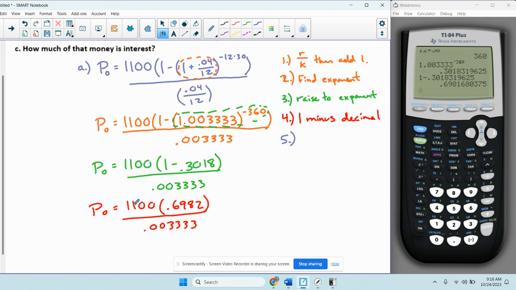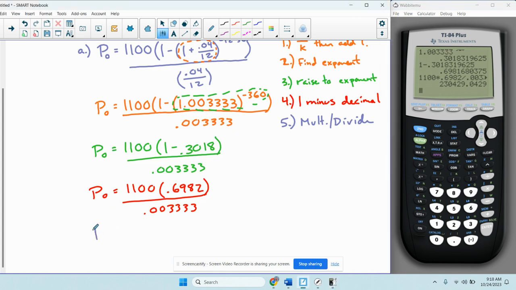If you're looking for D and you have P sub 0, you're going to have to divide. So we'll say multiply and divide. So I'm going to do 1100 times 0.6982 divided by 0.003333. So I get a loan value of $230,429.04. There's the loan amount I can afford.